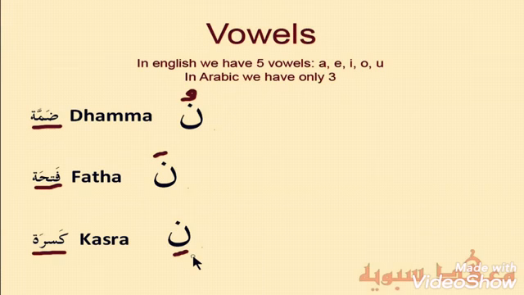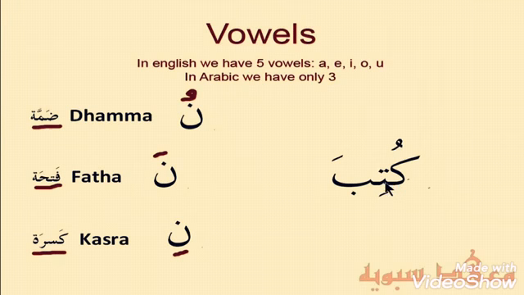Now, it's a good idea to memorize these three names, dhamma, fatha, and kasra, which will help you through your studies in Arabic. So let's do an example of a word that has these three vowels in the word. So let's try to pronounce this word. So we have this is a kaf, so it has a k sound, and on top of it is a dhamma, so there's an u sound. So that would be ku, ku.